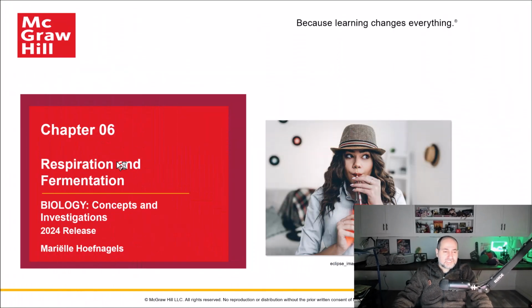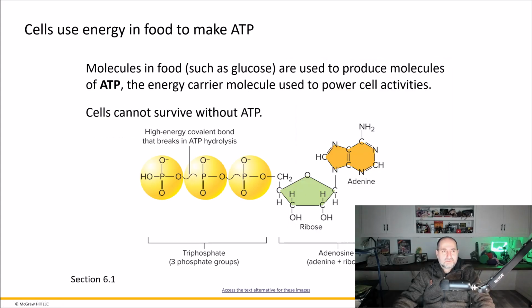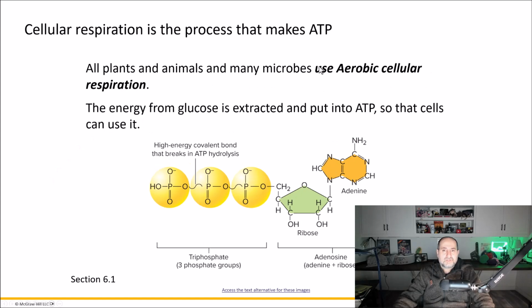All right, welcome back. Let's continue on with the final chapter for exam 2, respiration and fermentation, chapter 6. Now, recall that ATP is the energy currency of the cell, and it's through aerobic cellular respiration that all plants and animals and many microbes make ATP.